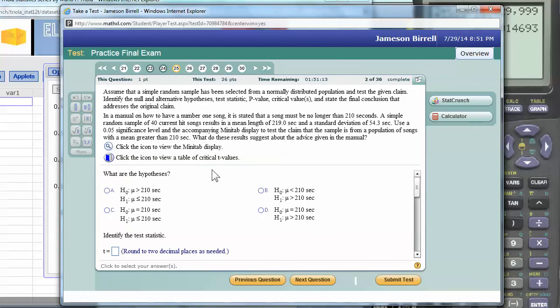Number 25. Assume that a simple random sample has been selected from a normally distributed population. Test the given claim. Identify the null and alternative hypothesis, test statistic, p-value. So just do all the work. In a manual on how to have a number 1 song, it is stated that a song must be no longer than 210 seconds, so basically 3 minutes.